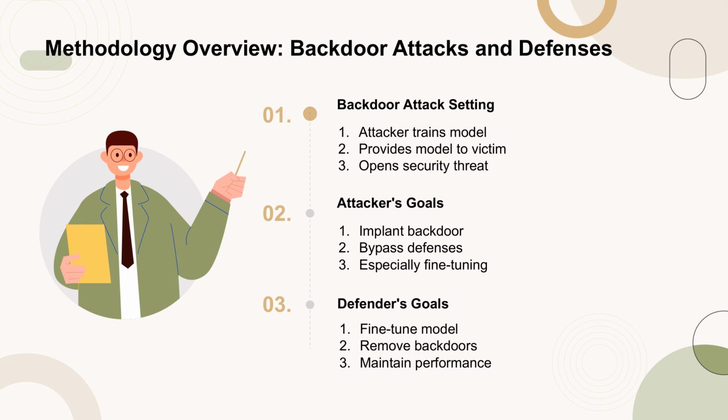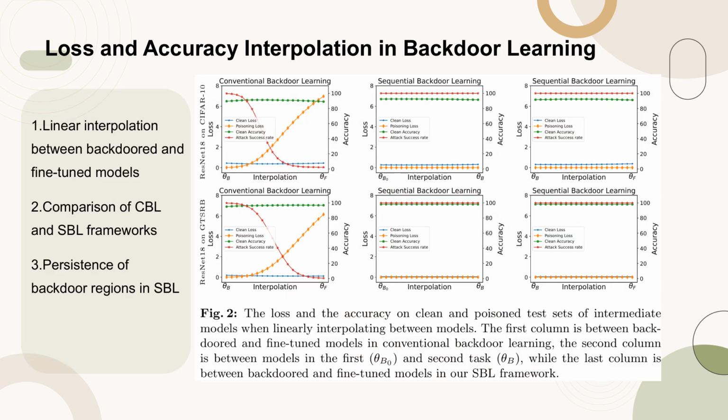The defender's goal is to fine-tune the model on clean data to remove potentially hidden backdoors while maintaining the model's performance on their data. Figure 2 illustrates the loss and accuracy on clean and poison test sets of intermediate models during linear interpolation between models. The first column shows the interpolation between backdoored and fine-tuned models in conventional backdoor learning (CBL). The clean loss and accuracy remain unchanged, while the poisoning loss increases and the attack success rate (ASR) decreases to nearly zero on the fine-tuned model.